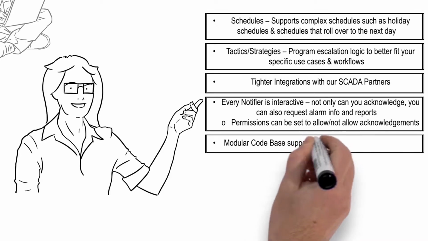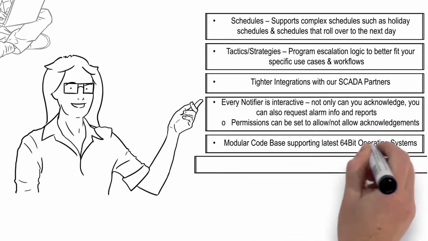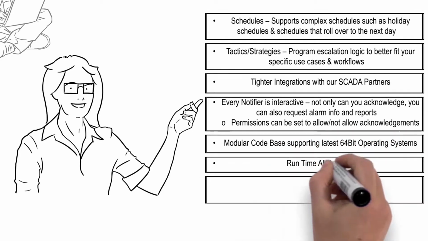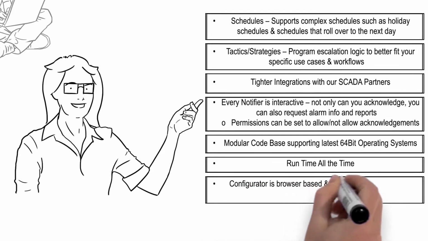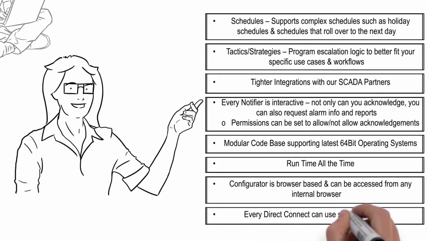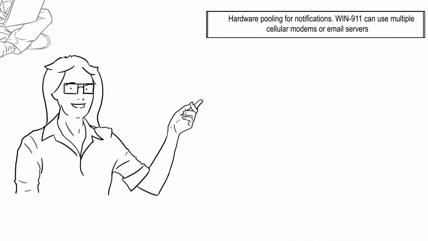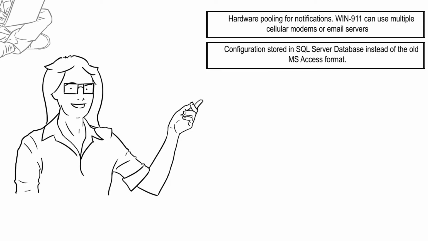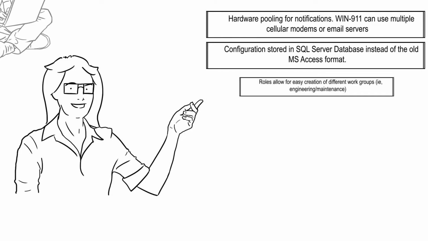Modular code base supporting latest 64-bit operating systems. Runtime all the time. Configuration is browser-based and can be accessed from any internal browser. Every Direct Connect can use subscriptions and/or filters. Hardware pooling for notifications. WIN-911 can use multiple cellular modems or email servers. Configuration stored in SQL Server Database instead of the old MS Access format.